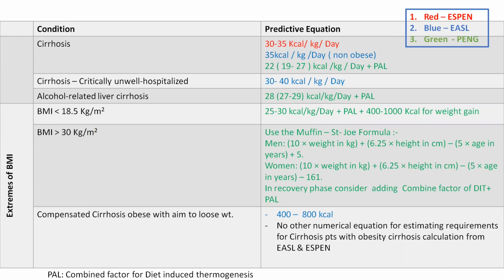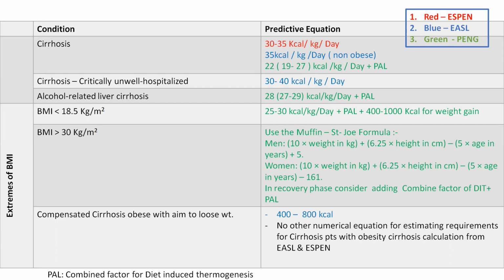You can see SPEN has suggested only 30 to 35 kilocalories per kg per day, and EASL only 35 kilocalories per kg per day for non-obese patients. But these are for compensated cirrhosis. So 30 to 40 kilocalories per kg per day is required for compensated cirrhosis. Again, compensated cirrhosis with obesity, and to lose weight.